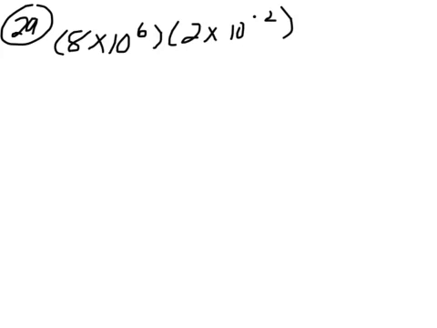All right, on 29, they want you to simplify this. It says, assuming that the factors are approximations, give answers in scientific notation with the same number of significant digits as the least accurate factor. Okay. So we've got 8 times 10 to the 6th, then 2 times 10 to the negative 2, over 4 times 10 squared. Oops, didn't mean to mark that out. That's actually the fraction bar going there.